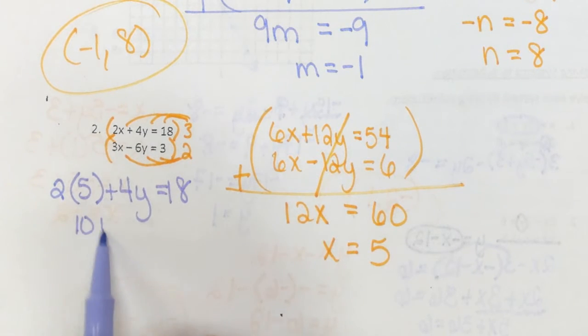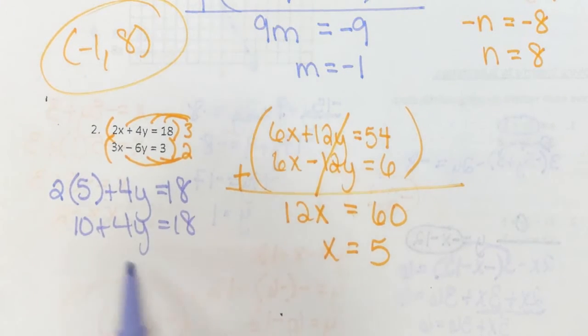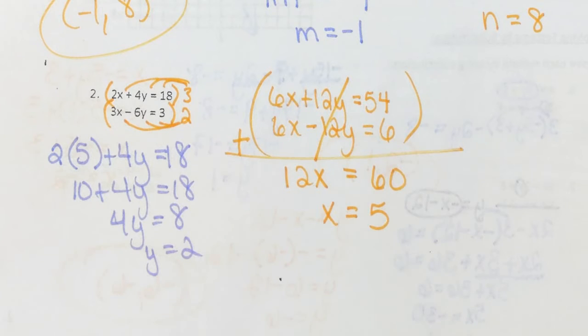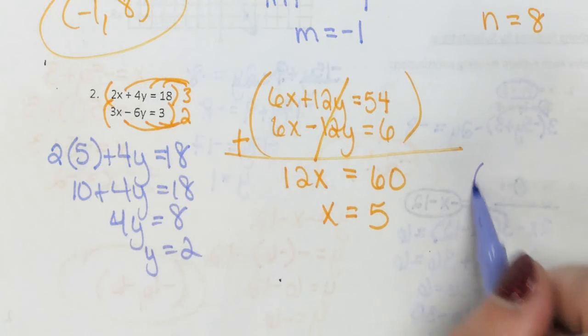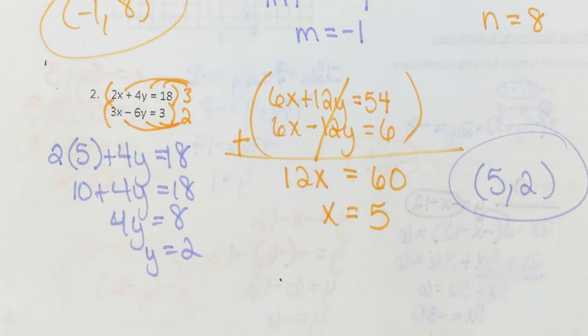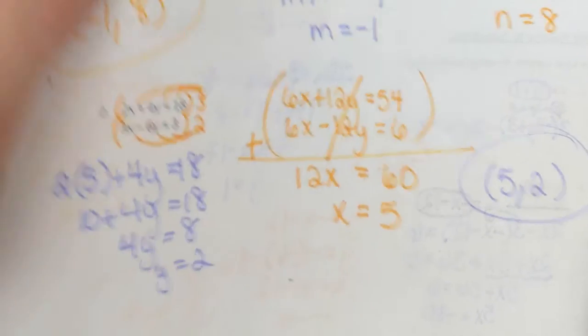So it'd be 10 plus 4y equals 18. 4y equals 8. Y equals 2. You still get y equals 2? Yep. All right, so what's your ordered pair? 5 and 2. Perfect. Y'all okay? All right, let's keep going. Here we go. Next page.